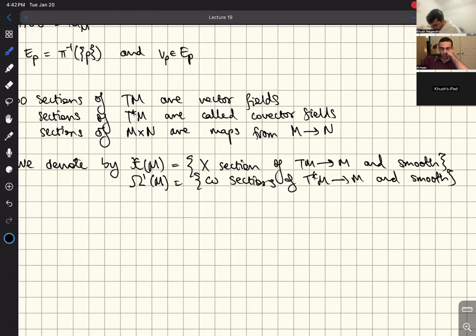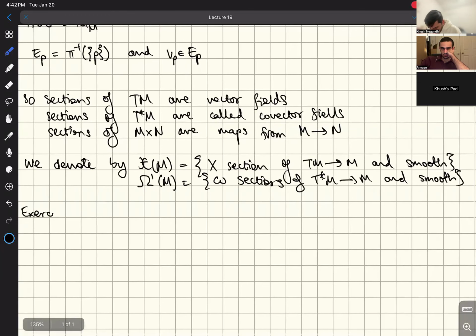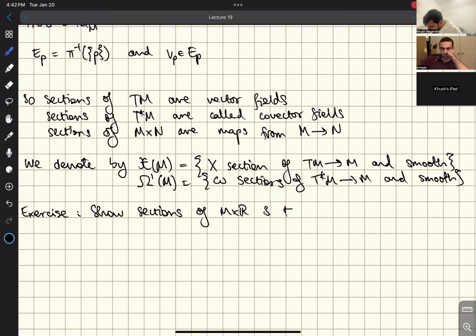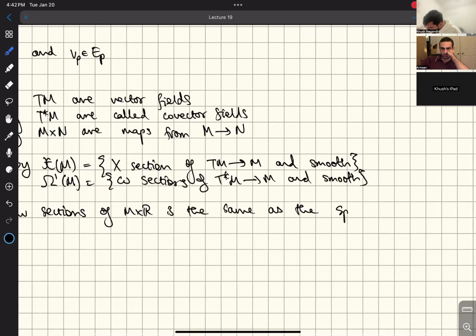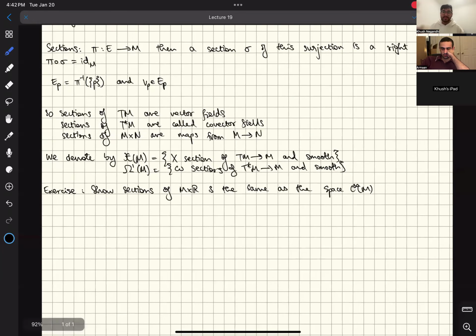And then an exercise is to show that sections of M cross R is the same as the space C infinity M. If you remember, C infinity M is just the space of smooth functions from M into R.